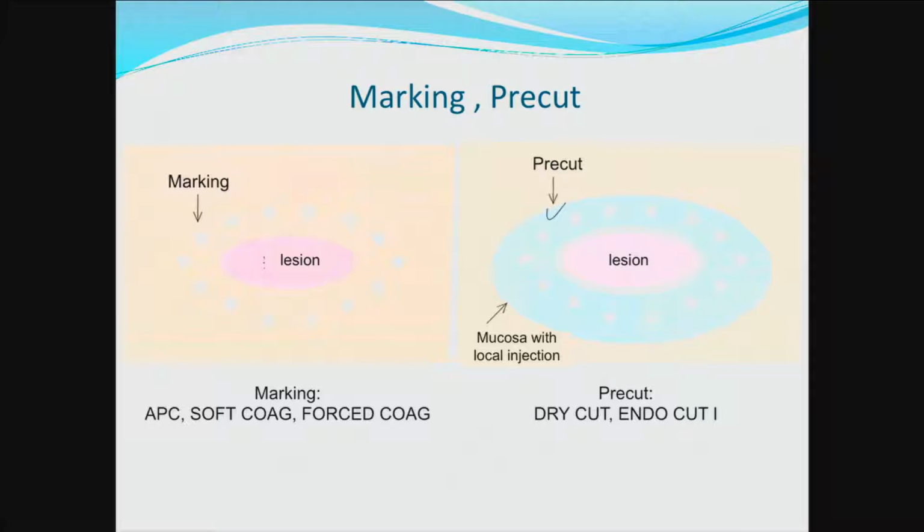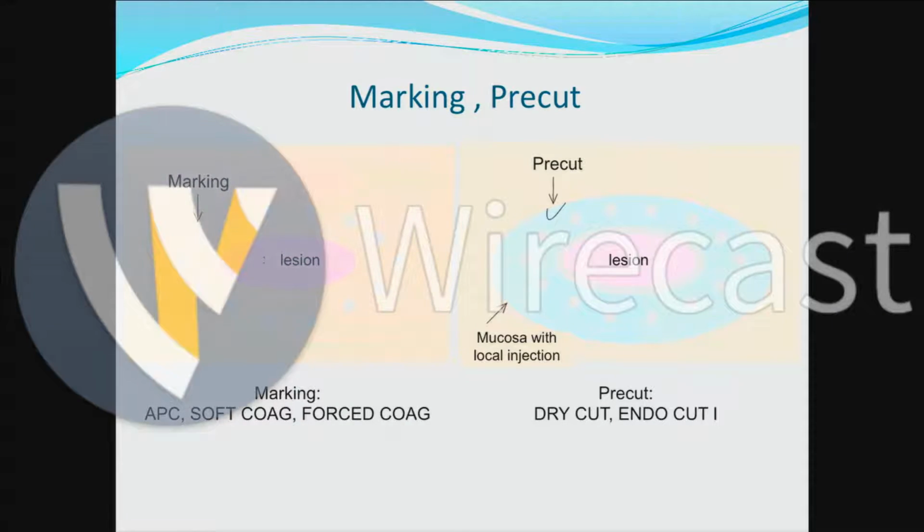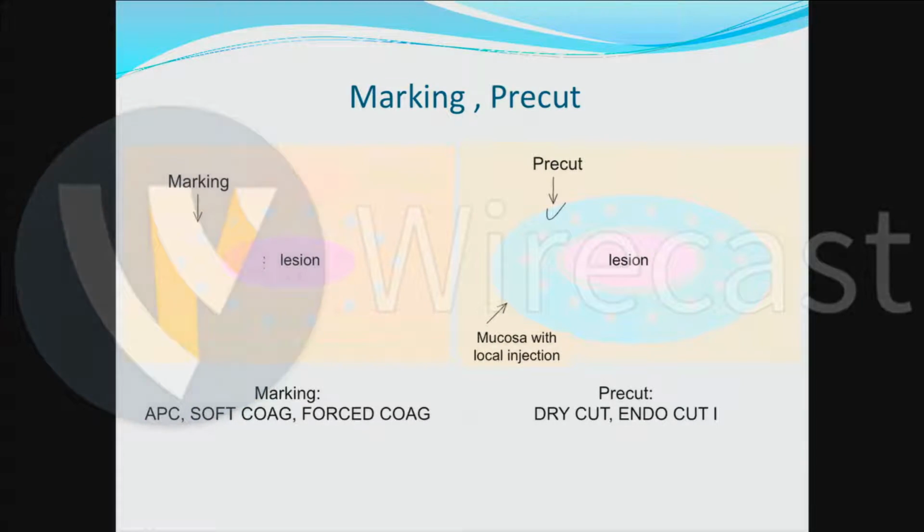Marking by APC is easy even in the direct direction of the tangent, but it has a risk of gas in the mucosa layer when APC works very close to mucosa. Soft coagulation can produce shallow and distinct round concentric marking.